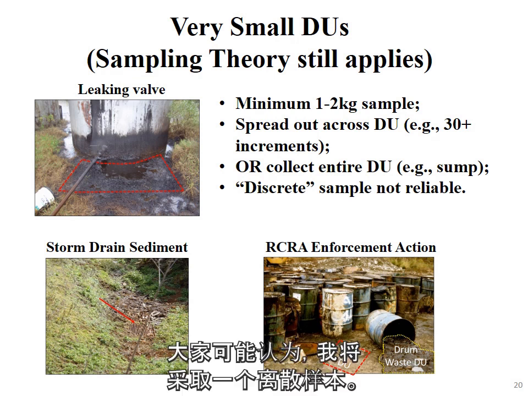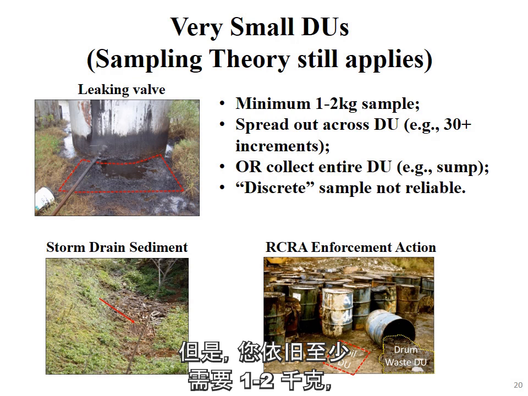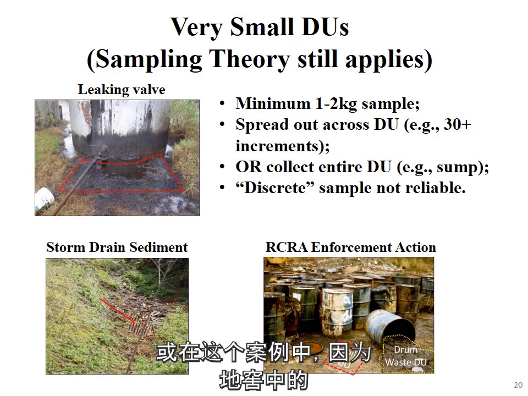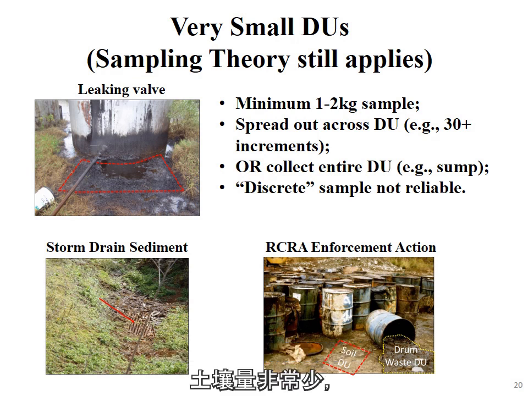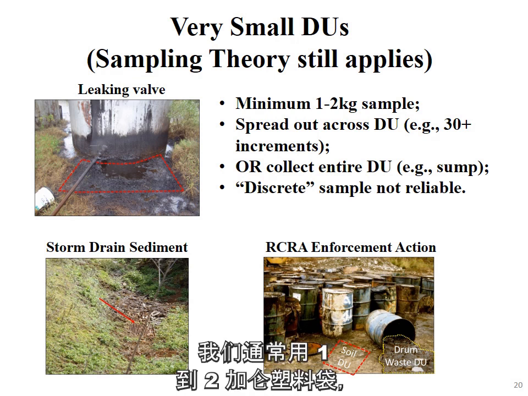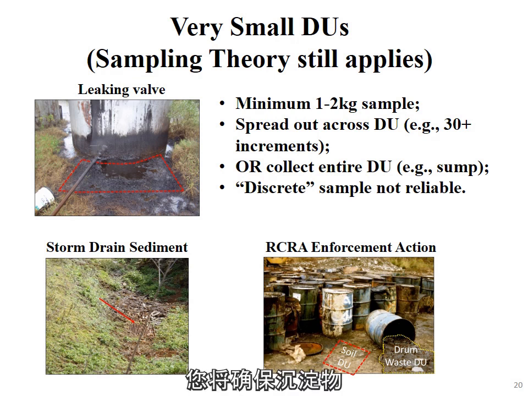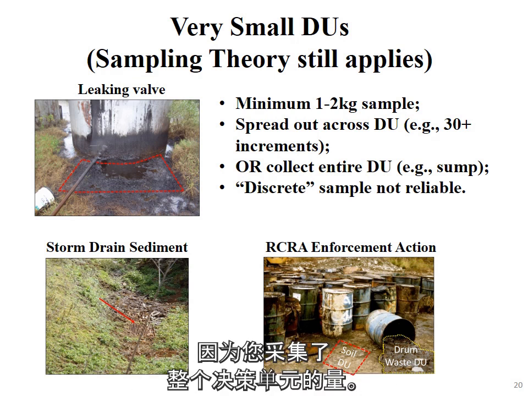So again, the thought might be, well, I'll just grab a discrete sample. It's a really small volume, but you still need 1 to 2 kilograms minimum. Or in this case, because there's such a small volume of soil inside the vault, you collect the entire population, if you want to call it that, of soil. Put that in a bag. We typically use 1 to 2 gallon Ziploc bags, and you send the entire amount of sediment to a lab for testing. So you don't need to collect a sample because you collected the entire decision unit volume.